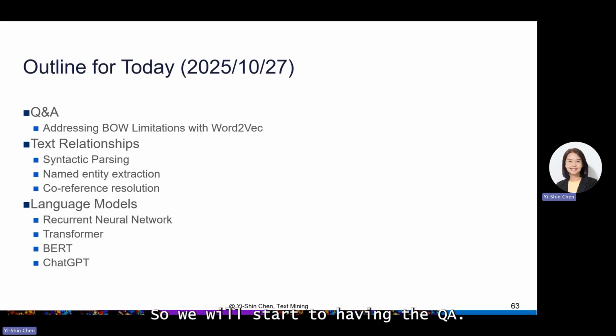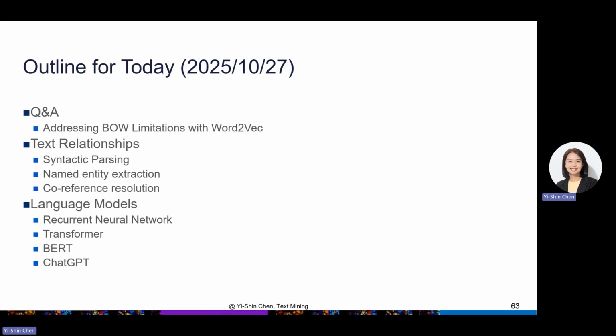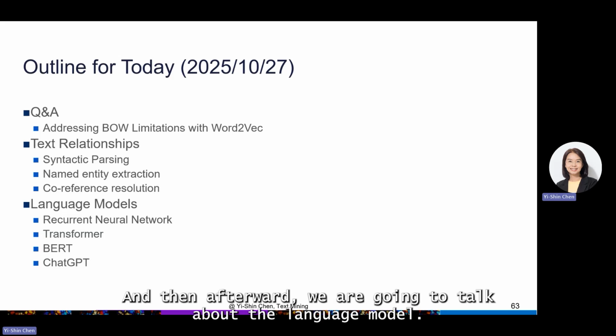So we will start with the QA, and afterward, we will talk about some traditional methods on how to identify text relationships, including finding the named entity and finding the reference or co-reference, the relationship between the named entities. And then afterward, we are going to talk about the language model.